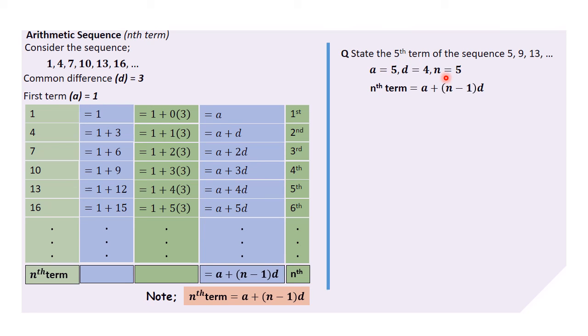Putting those values in this particular formula we just derived, we get that the nth term will be A plus N minus 1 D, where we have 5 plus, in brackets, 5 minus 1, that multiplied by 4. That will be 5 plus 4 times 4, which is 21. And that tells us that the fifth term in the sequence 5, 9, 13 will be 21.